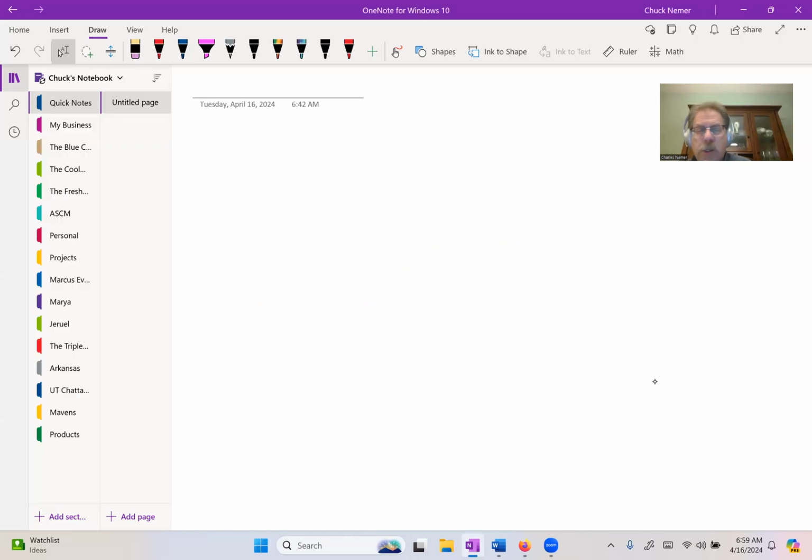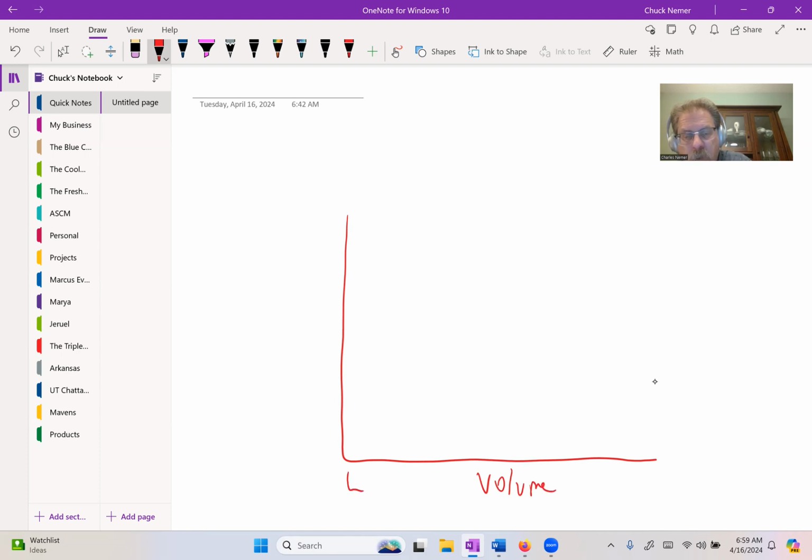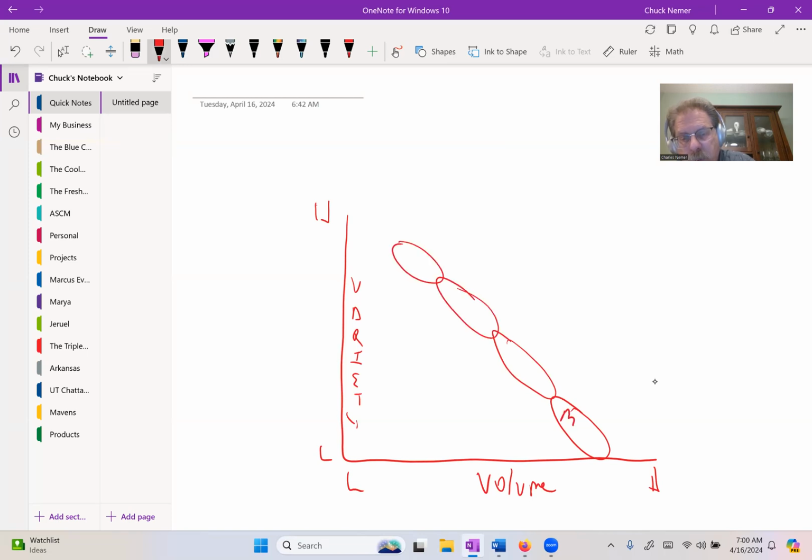Okay. So what we're going to look at from a chart standpoint is volumes, low versus high, and variety on the left side. So we'll look at that from low to high variety. And what we look at typically is, I'm going to put these 4 circles in here. So we're talking about make to stock, assemble to order, make to order, engineer to order.